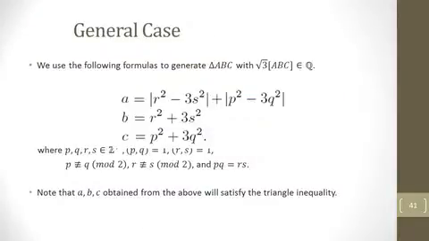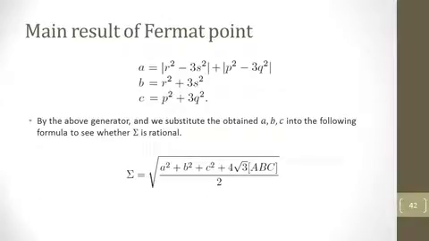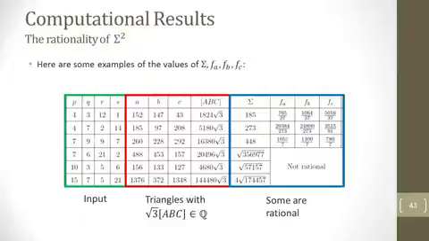And we will now consider the general case. We use the following formulas, and notice that the ABC obtained from the above will satisfy the triangle inequality. By the above generator, we substitute the obtained ABC into the following formula to see whether sigma is rational or not. We constructed an indirect way to see if sigma is rational or not. And here are some examples of the values of sigma and the values of F.